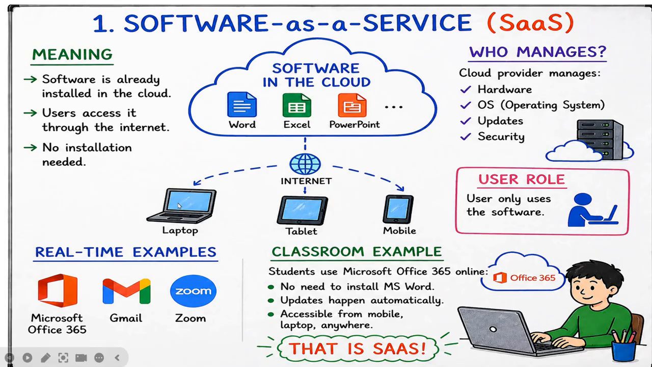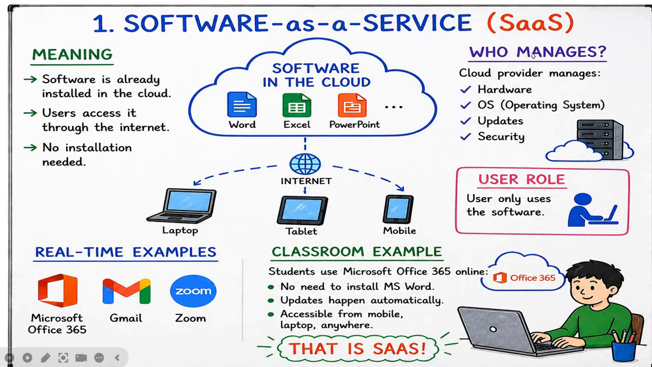So the users are using different types of machines, and the internet connects the cloud and the users. Here you can see software is already installed in the cloud. Users access it through the internet, and there is no installation required on the user's device. These are the three important points about software as a service, and this makes it very convenient because users do not need to worry about downloading or updating the software manually.